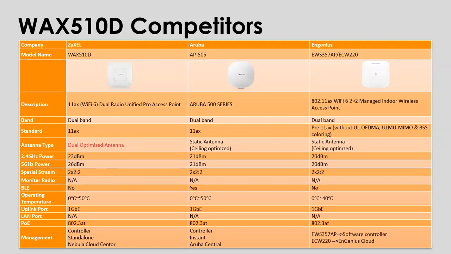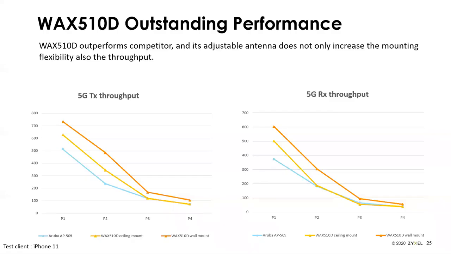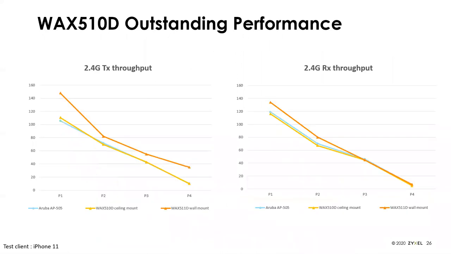Otherwise, they're generally similar. So we did a throughput test here comparing the WAX510D with the Aruba. So the Aruba's in blue. Yellow is ceiling mount. Orange is our wall mount antenna. And you'll see here that even at various different distances that we tested here, we generally had higher performance than the HP Aruba product. Same thing on the 2.4 radio.